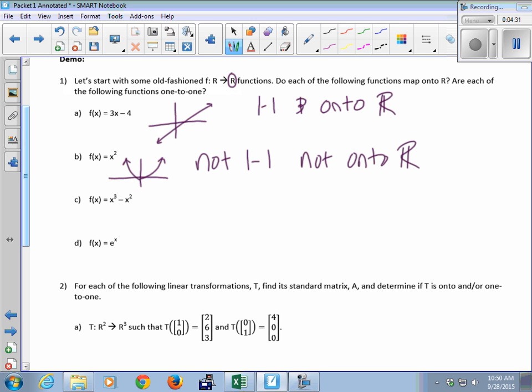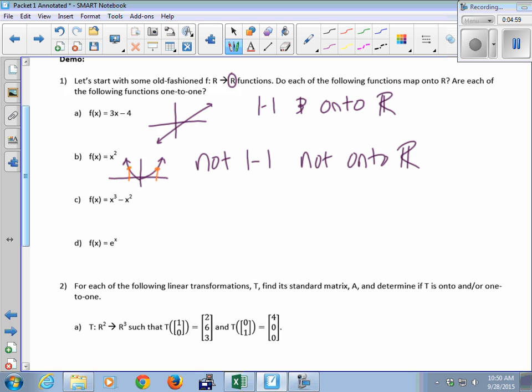Horizontal line test is for one-to-one. I misspoke earlier. The vertical line test is to test if it's a function, and then the horizontal line test tests if it's one-to-one. So it doesn't pass the horizontal line test, because there are two x's that give the same y. So it's not one-to-one.